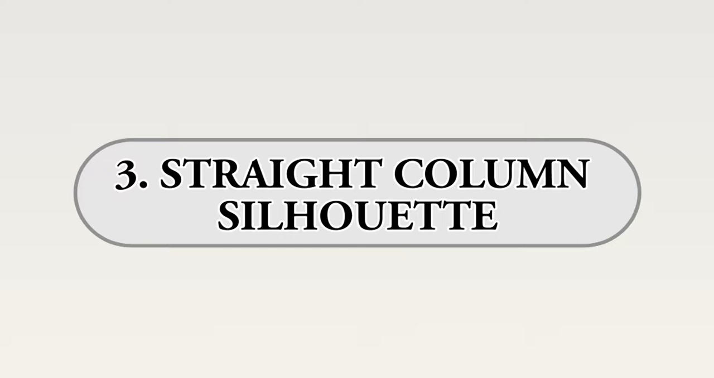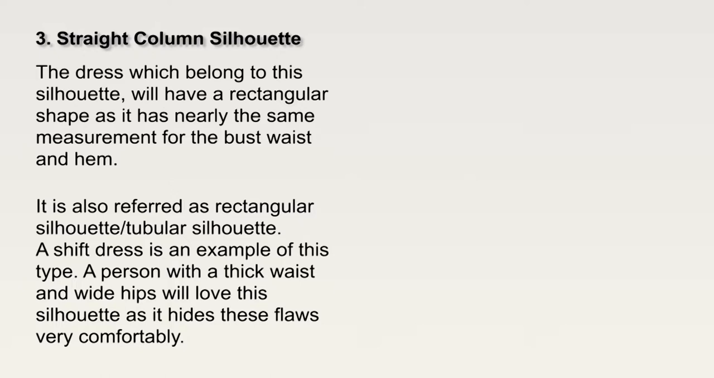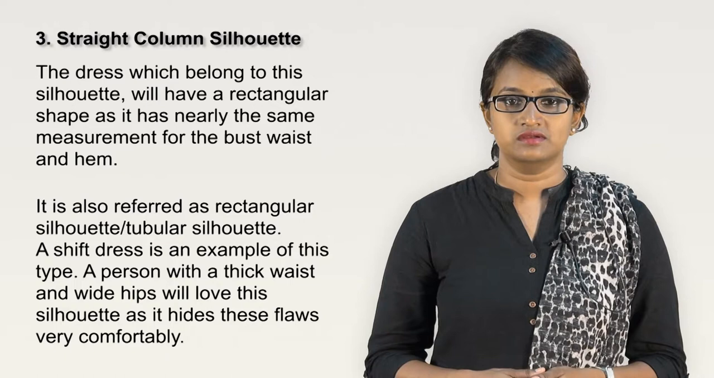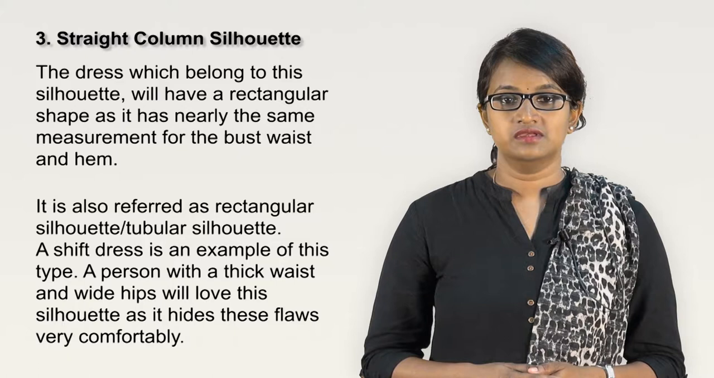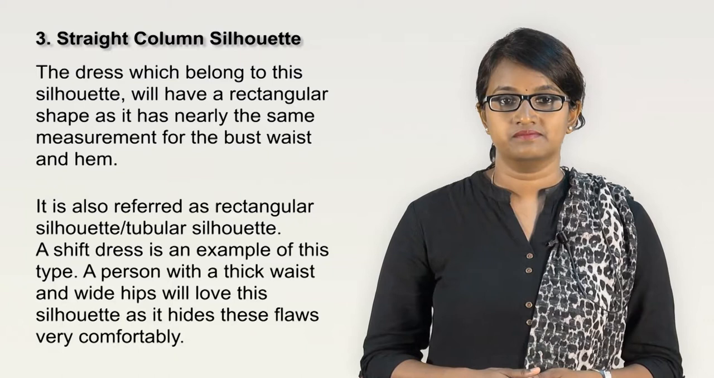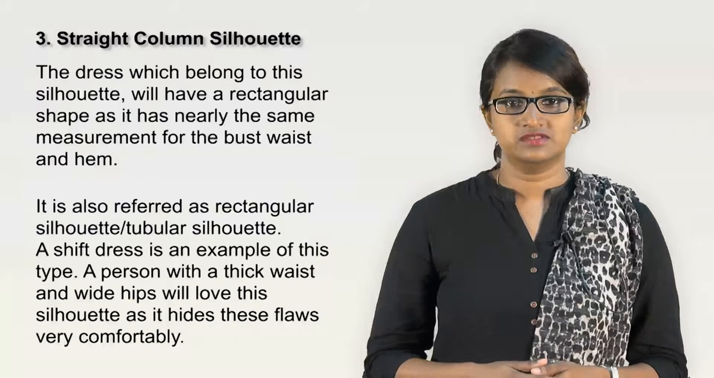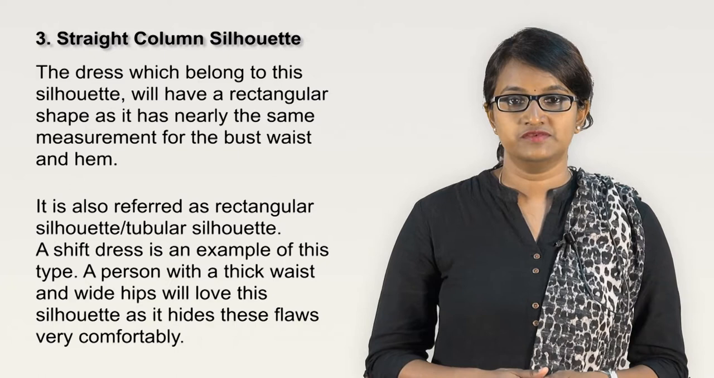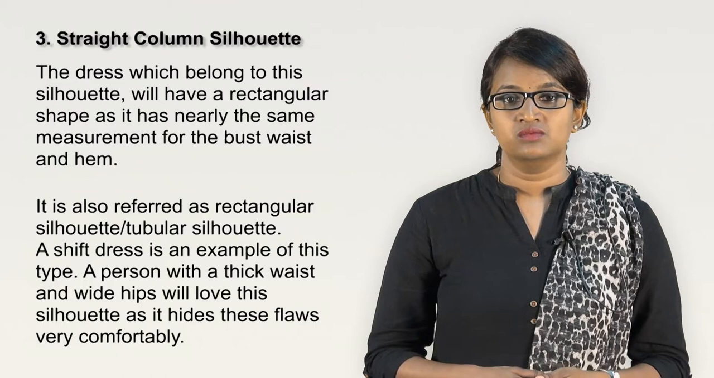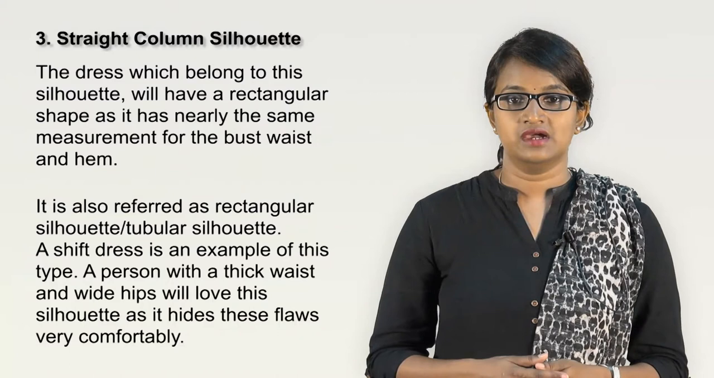Straight column silhouette. The dress which belongs to this silhouette will have a rectangular shape as it has nearly the same measurement for the bust, waist and hem. It is also referred to as rectangular silhouette or tubular silhouette. A shift dress is an example of this type. A person with a thick waist and wide hips will love the silhouette as it hides their flaws very comfortably.